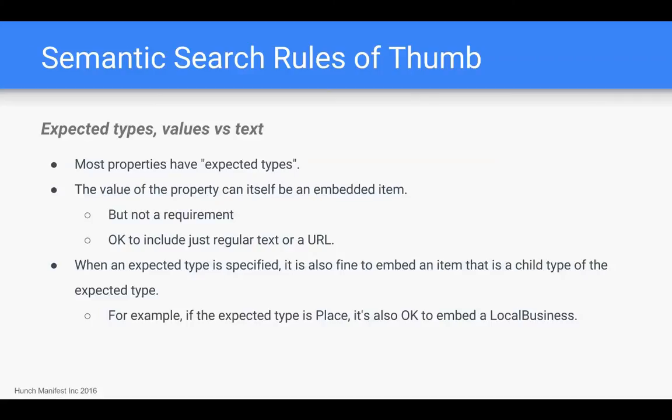When an expected type is specified, it is also fine to embed an item that is a child type of the expected. So I can't think of one too quickly off the top of my head, but here's an example in the bullet points. So if the expected type is place, it's also okay to embed a local business, or it's also okay to embed that HVAC business. So it doesn't have to be exact. Anything that's a subclass or subtype of a place is totally valid and actually better. So be as specific as possible.